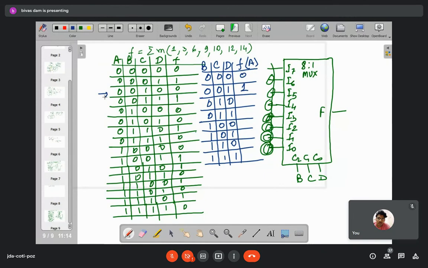Then I am coming here, 0, 1, 0. What do I find? If A is 0, output is 0. But if A is 1, output is 1. So the output does depend on A and it simply copies A. Is it not? Yes, sir. So F is nothing but A.